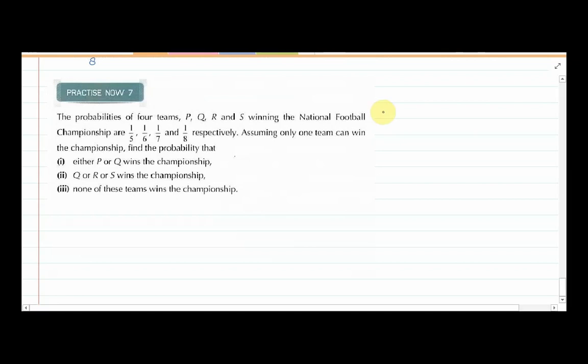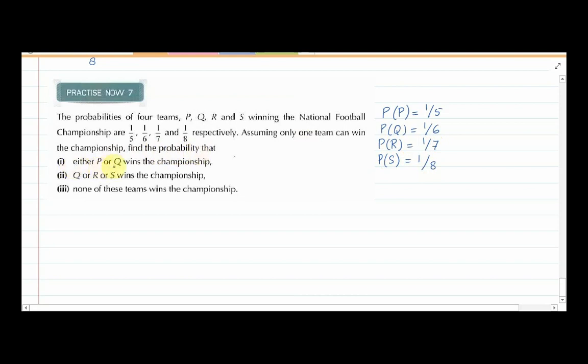The probability of P is equal to 1 divided by 5. Probability of Q is 1 divided by 6. Probability of R is 1 divided by 7. Probability of S is 1 divided by 8. Right? Assuming only one team can win the championship, find the probability that either P or Q.